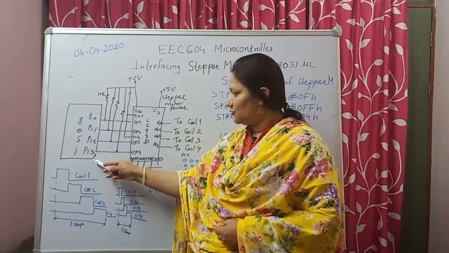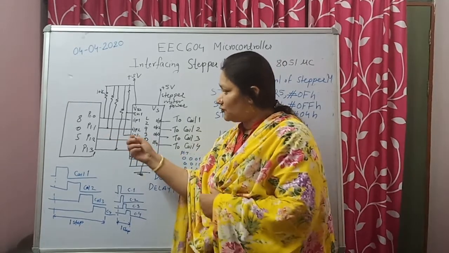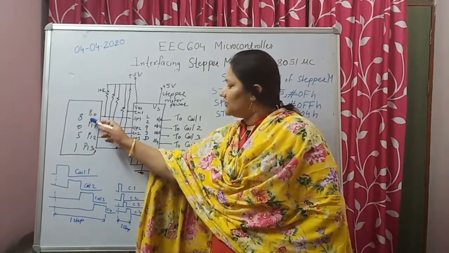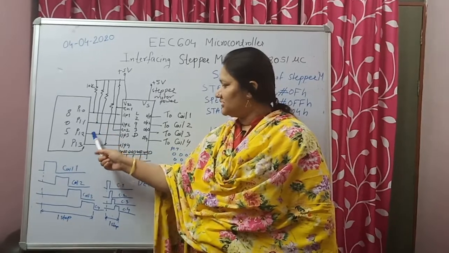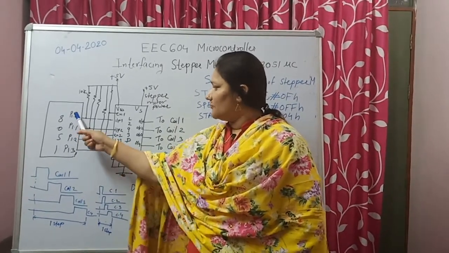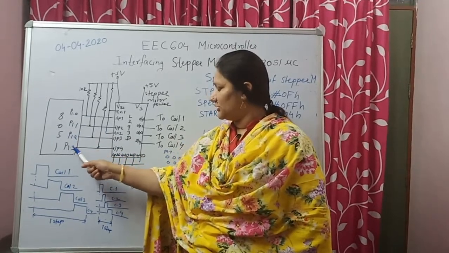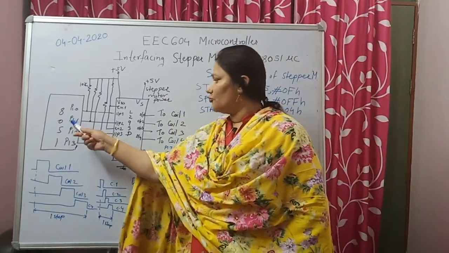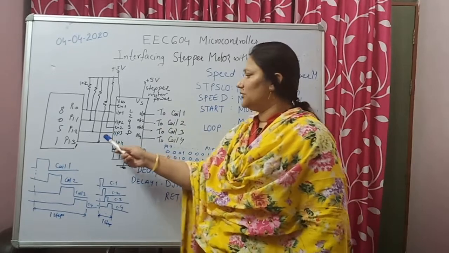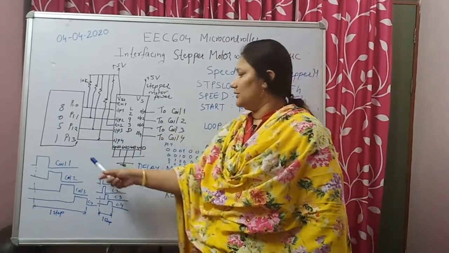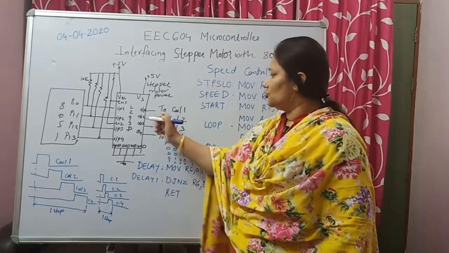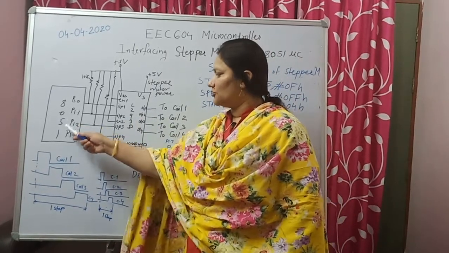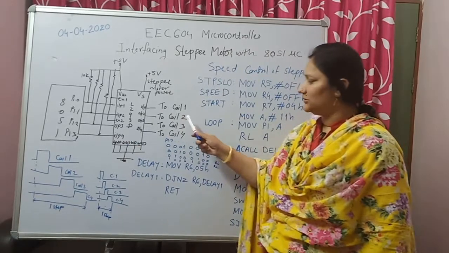Last time I also explained that it is not necessary to use consecutive port pins. You can use any port pins, but just to make the program easier, we are using consecutive pins, port 1.0, 1.1, 1.2 and 1.3. So whatever we give on port 1.0 goes to coil 1, port 1.1 goes to coil 2, port 1.2 goes to coil 3, and port 1.3 corresponds to coil 4 through this motor driver IC. We use motor driver IC because the current capability of microcontroller pins is not sufficient to drive the motor directly.